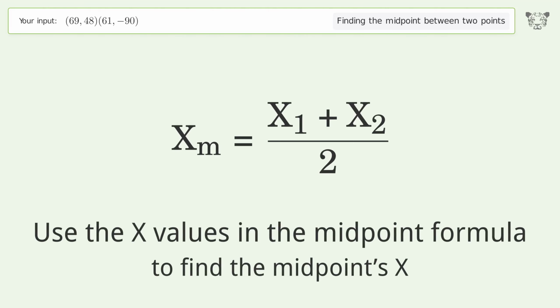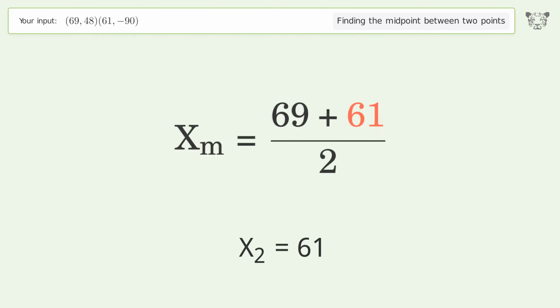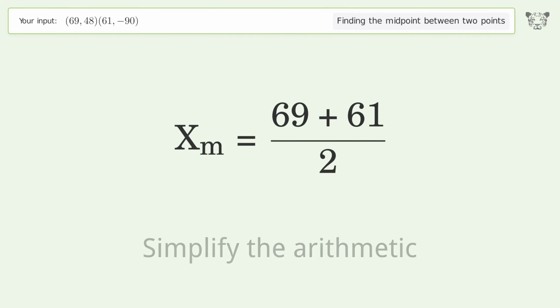Use the x values in the midpoint formula to find the midpoint's x. x1 equals 69. x2 equals 61. Simplify the arithmetic.